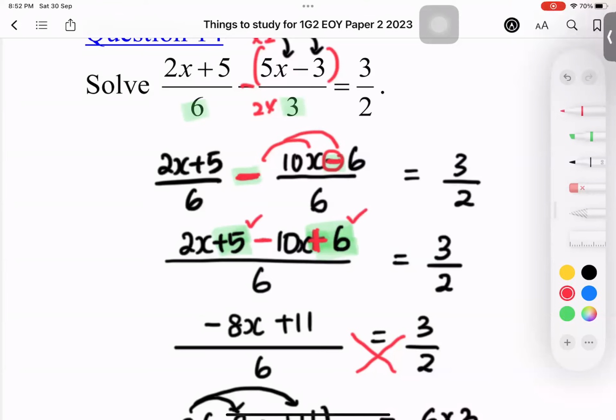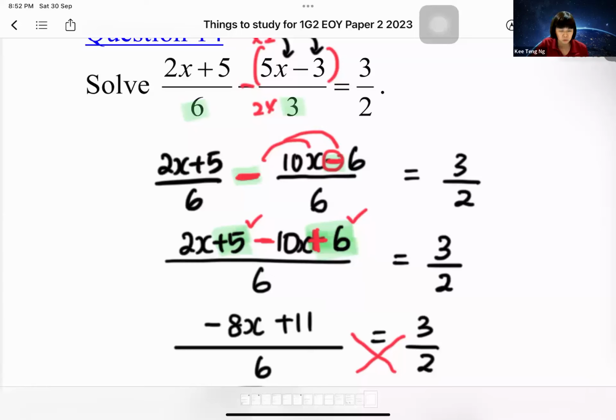Okay. Sorry, the negative sign is for the 10x. Okay, careless mistake. Don't worry. Common careless mistake. So please take note. Good for you to realize so that hopefully during test you won't make the same mistake.